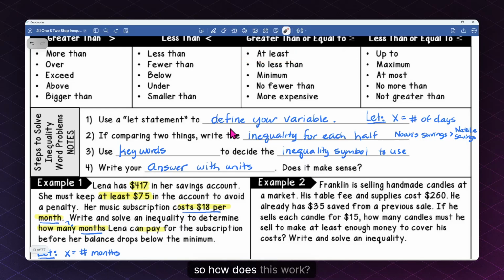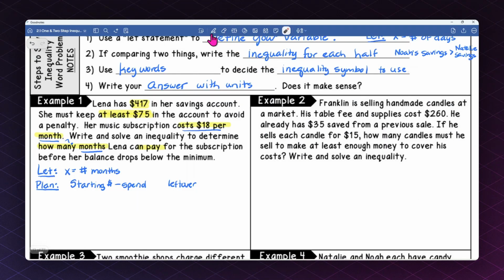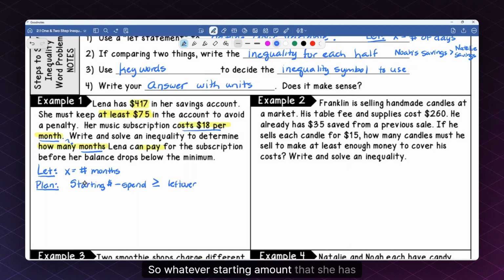All right, so how does this work? I've got my greater than and equal. So whatever starting amount that she has minus what she spends can be equal to 75, or it has to be greater than that. And that's why that greater than sign is pointing to the left, because this side over here has to be $75 or greater.